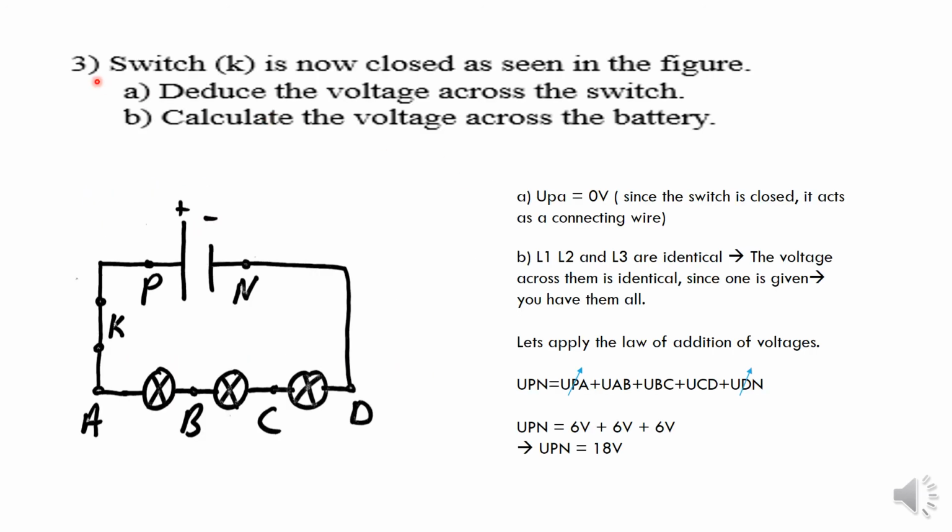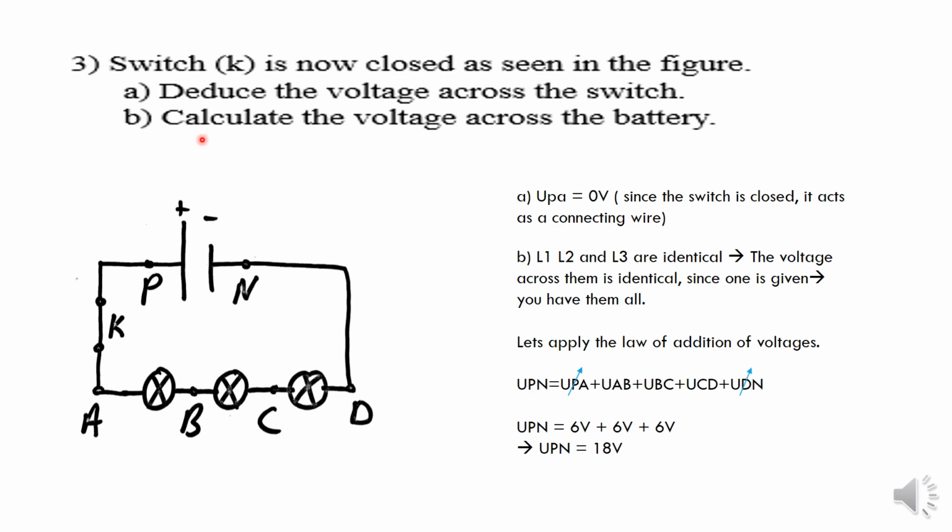Part 3. Switch K is now closed as seen in the figure. Part A. Deduce the voltage across the switch. Part B. Calculate the voltage across the battery. Now, first I have to calculate UPA, which is the voltage across the switch. The switch is between these 2 points P and A. So instead of saying UK or U switch, I can say UPA. UPA equals 0 volts. Why? Since the switch is closed, it acts as a connecting wire.